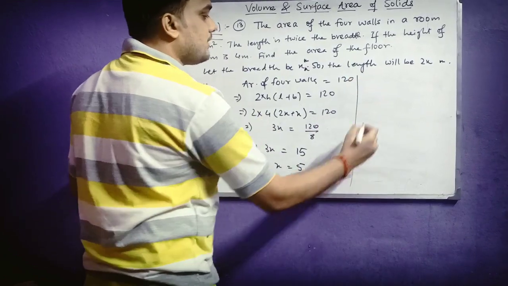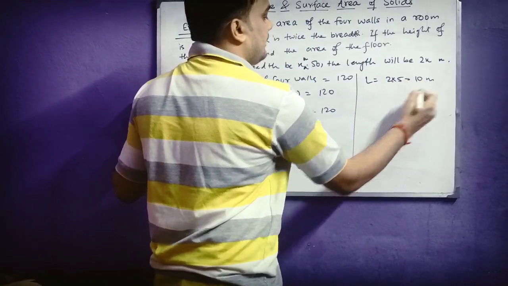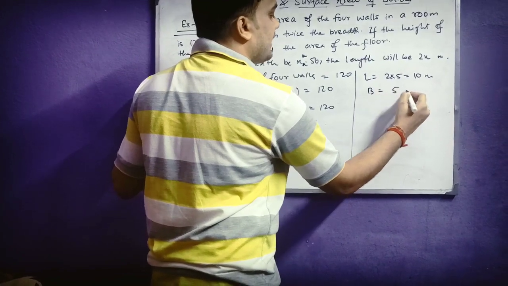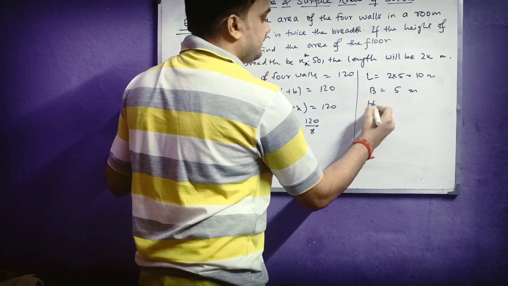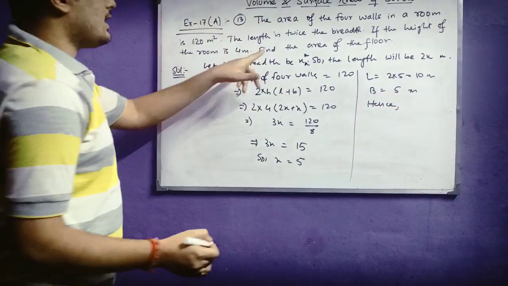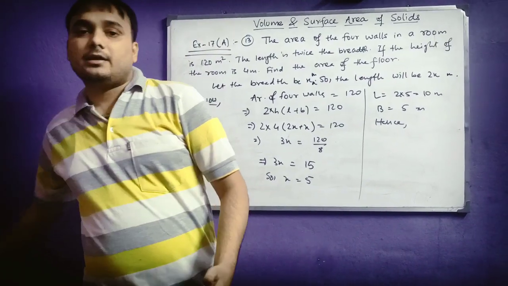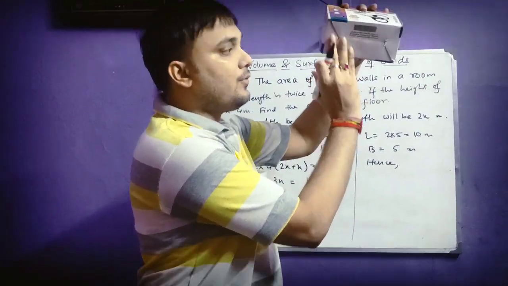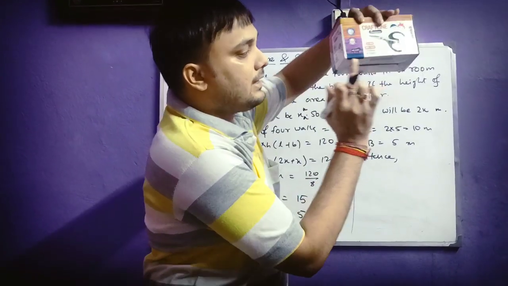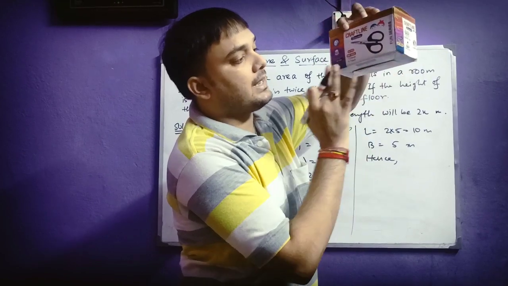So if x is equal to 5, we get length equals 2 into 5, which is 10 meter, and breadth equals only 5 meter. Hence, we are asked to find the area of the floor. As I just said, if it is a cuboidal box, the area of the floor means this one. This was length, and this was breadth.